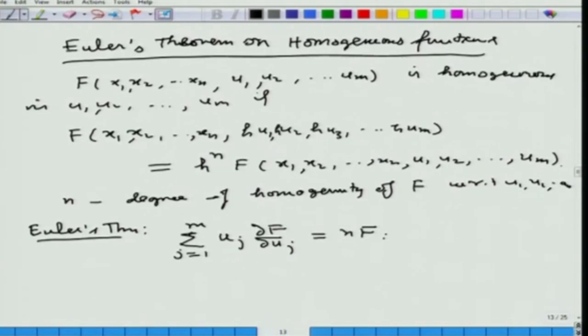Next is the concept of Lagrange's method of undetermined multipliers.